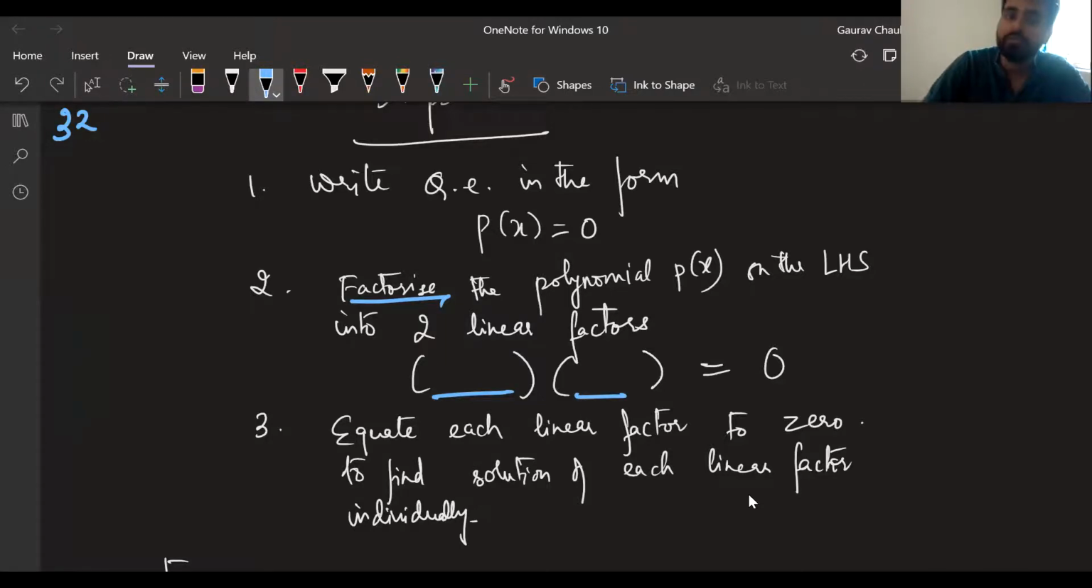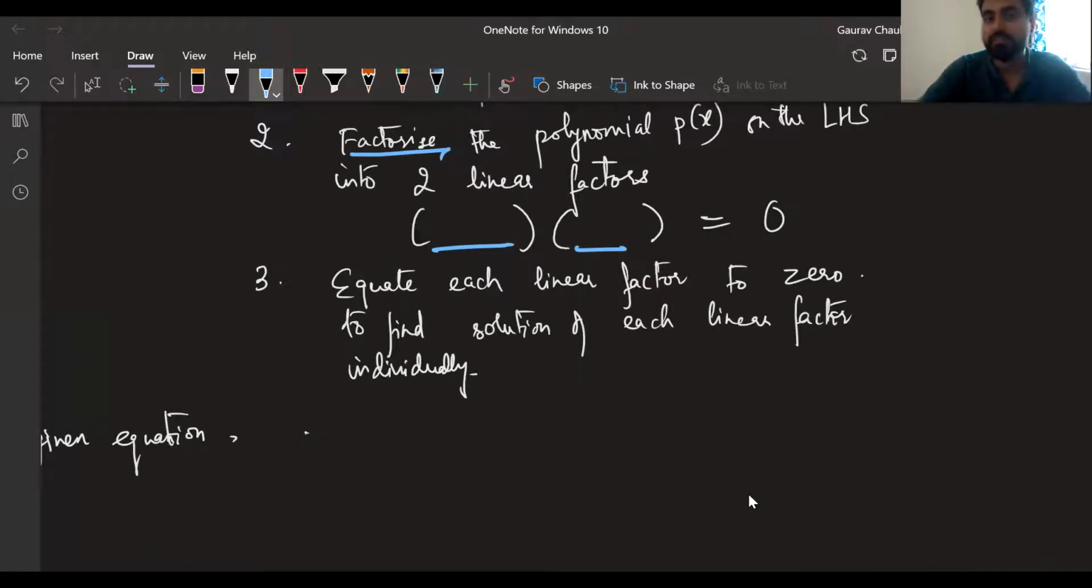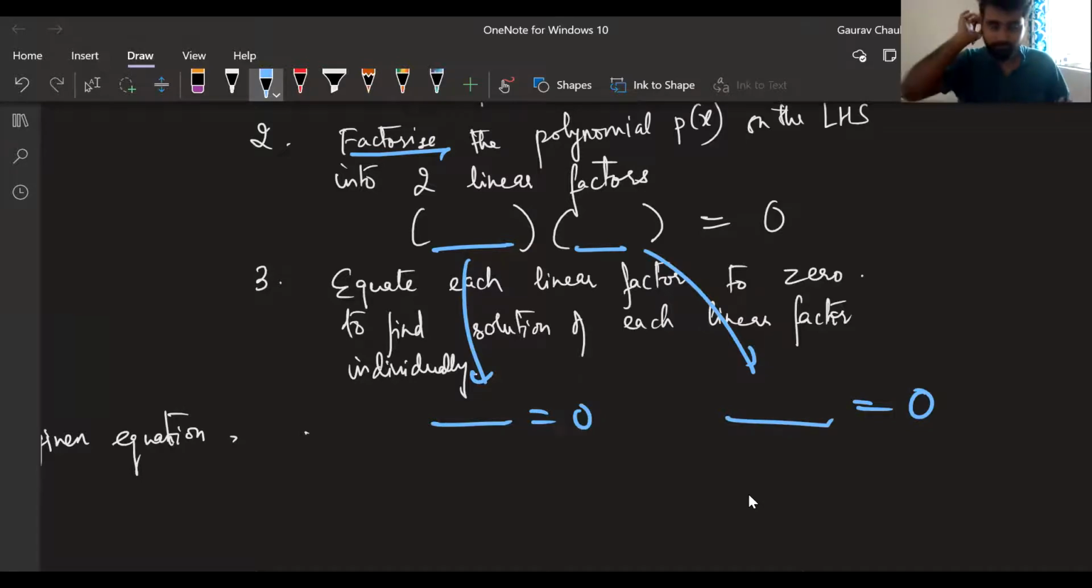Then you put each of those linear terms. This first factor is equal to 0. This second factor is also equal to 0. And then you do what? Equate each of these to 0 to find the solution of each linear factor individually. All right. This was my recap.